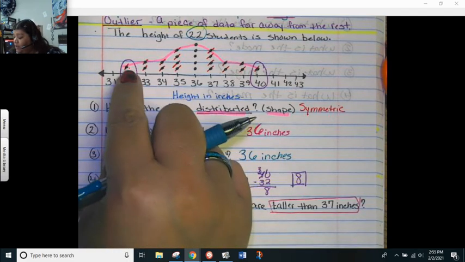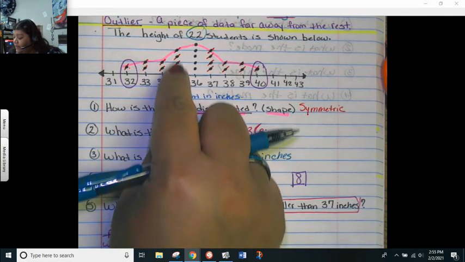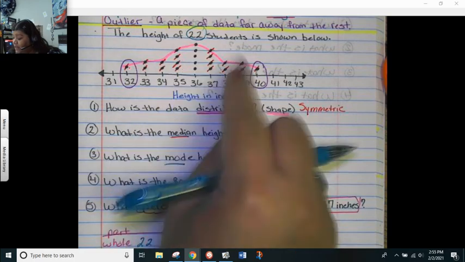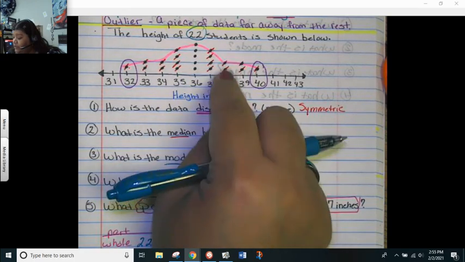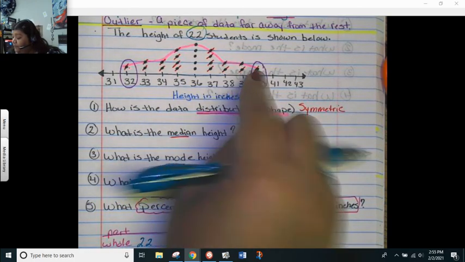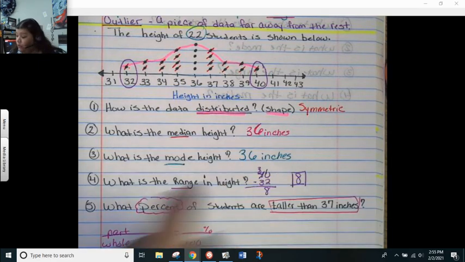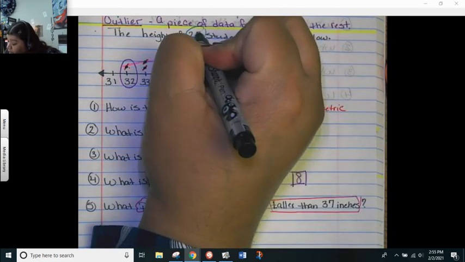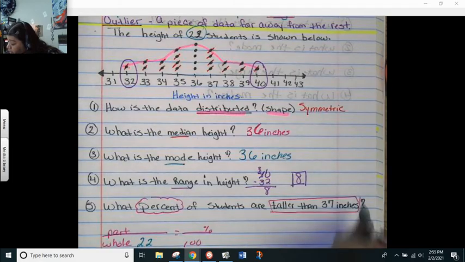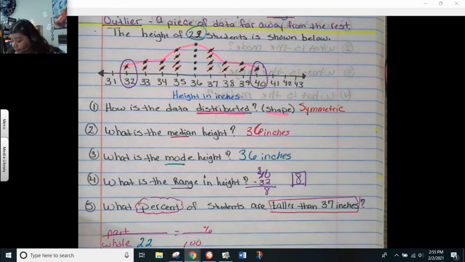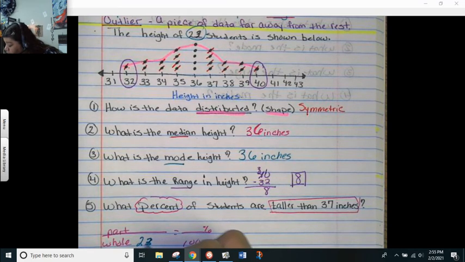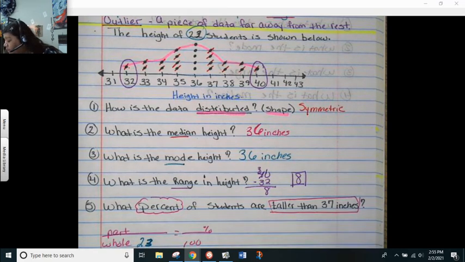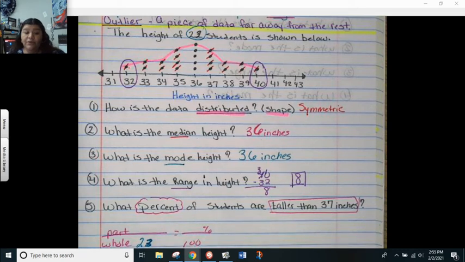If not, you'd have to count 1, 2, 3, 4, 5, 6, 7, 8, 9, 10, 11, 12, 13, 14, 15, 16, 17, 18, 19, 20, 21, 22. There's 23. They wrote that wrong in the book. I copied this from a book. So 23. All right, so there's my 23.